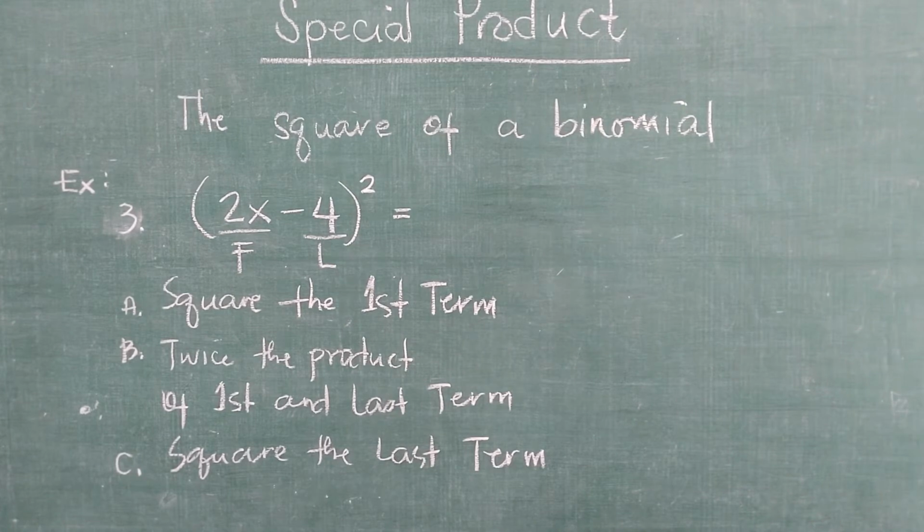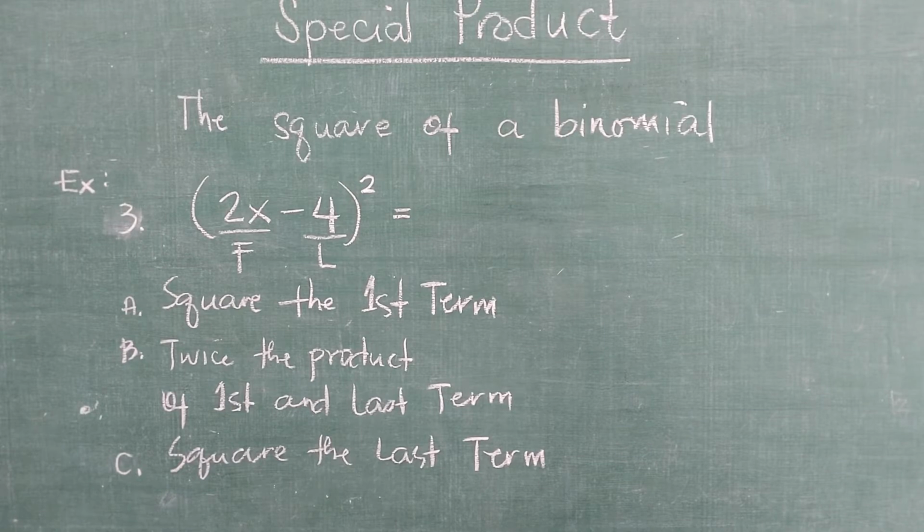Kailangan dun sa last term, kung ano man yung sign, kung negative, magiging negative 4 yung last term. Kung positive, okay, positive 4. Mind you or reminder para dun sa mga signs, baka magkamali kayo sa sign. Okay, so ang first term natin is 2x, ang last term natin is negative 4.